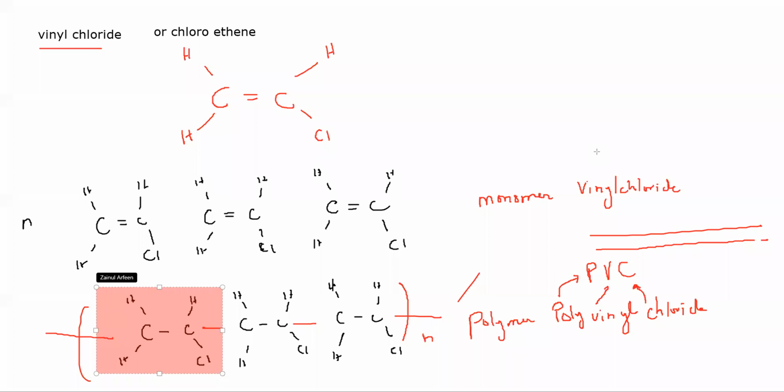Why do we call it addition polymerization? Because there is only one product and that is only the polymer. Another example, tetrafluoroethene. When I draw the structure, tetra means 4, eth means 2 carbons. So between the 2 carbons there will be a double bond, and 4 fluorine atoms are there, 2 bonded with each carbon.